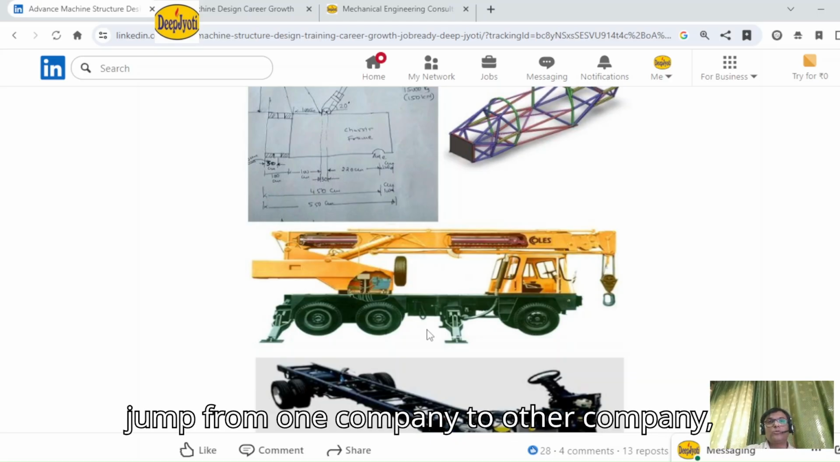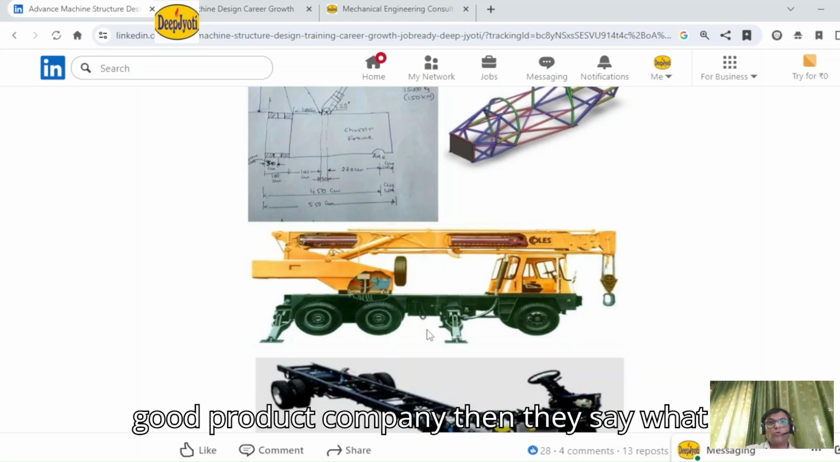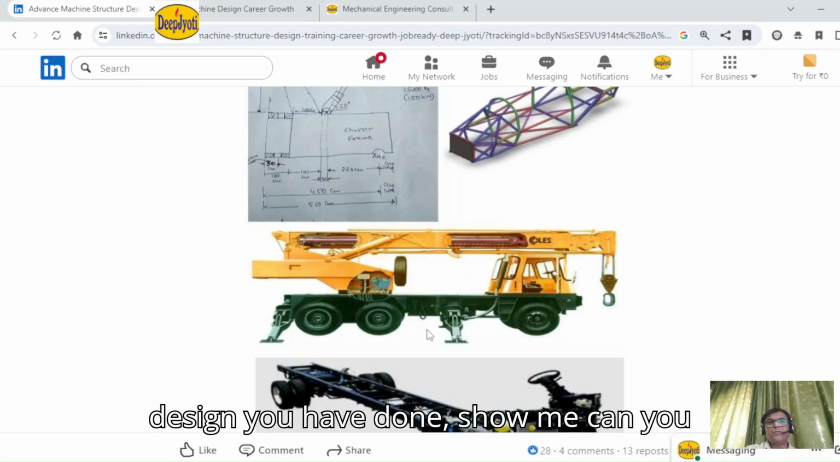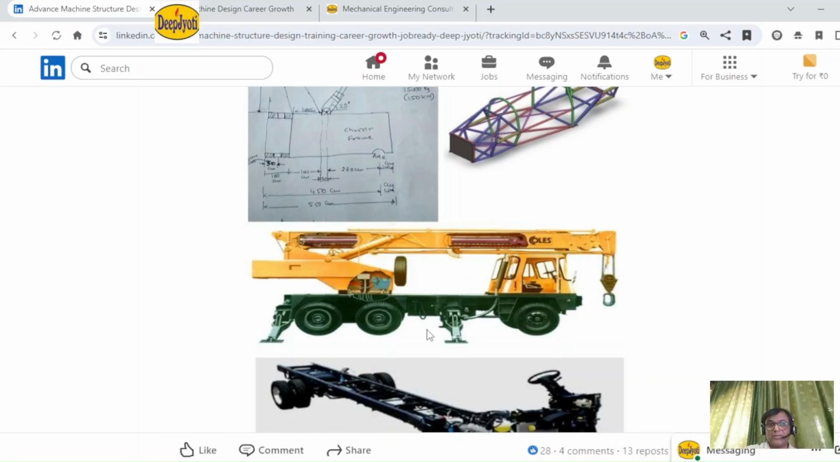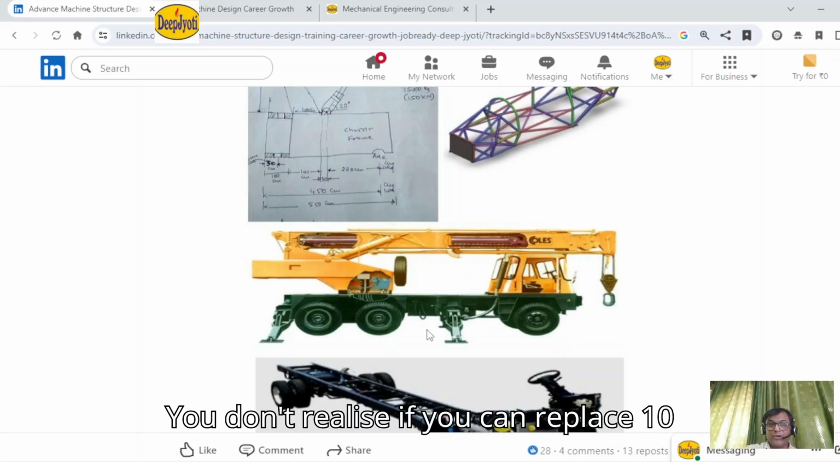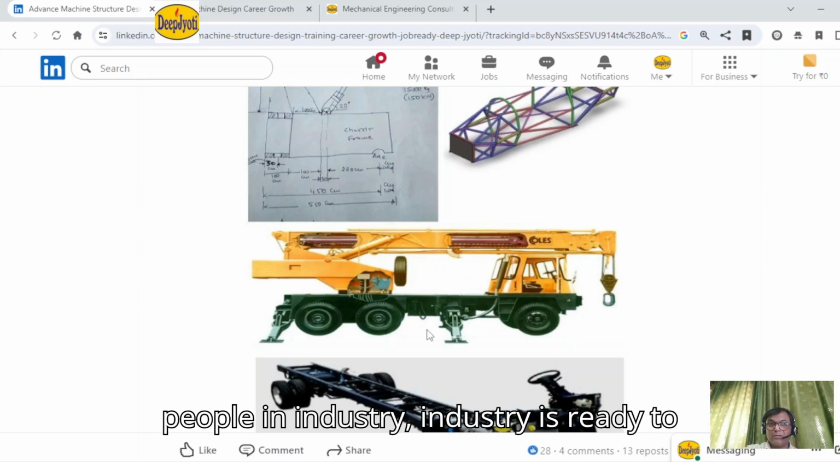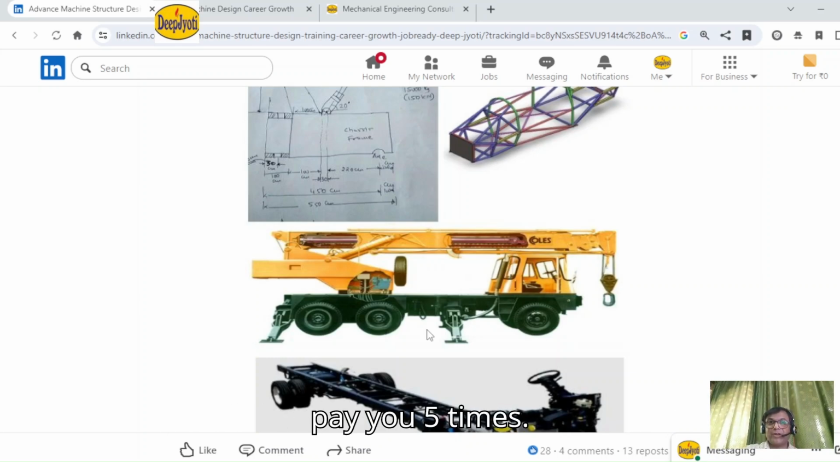Now, if you want to jump from one company to another, a good product company, then they say, what design have you done? Show me. Can you prove it from scratch to finish? Because the industry wants this kind of engineer. You don't realize, if you can replace 10 people, the industry is ready to pay you 5 times.